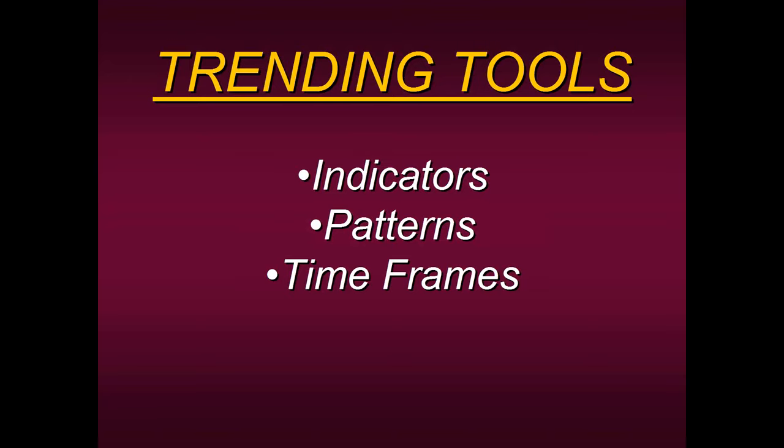Now, there are a number of different generic trending tools you can use to find a trend. Everyone in the world knows that you should be trading with the trend, but everyone has a different idea. So these are some of the simplest and easiest ways to determine what the trend is. First of all, you can look at indicators. A lot of people like to look at moving averages just to tell them what the trend is. Other traders will look at patterns. They'll look for higher highs, higher lows to tell them that that's an uptrend, or lower highs and lower lows to tell them that a downtrend is in place.